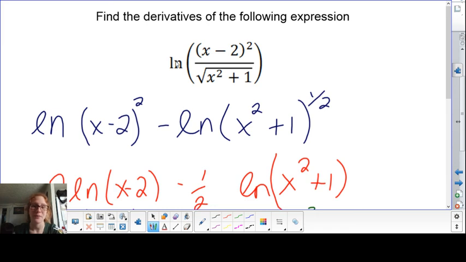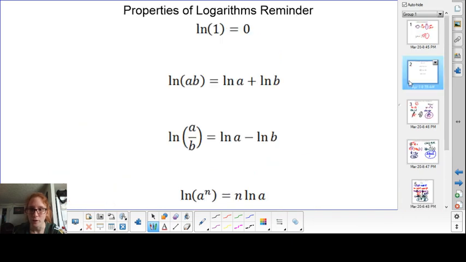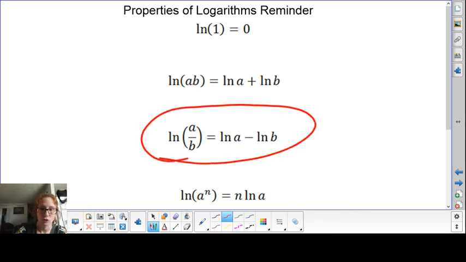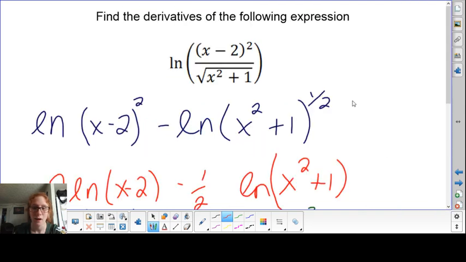However, because it's specifically the natural log, and I have these magical properties that tell me specifically when I'm dividing, I can make it bigger with that subtraction sign. That's why that 1/2 doesn't get the negative. That's why he stays a positive.